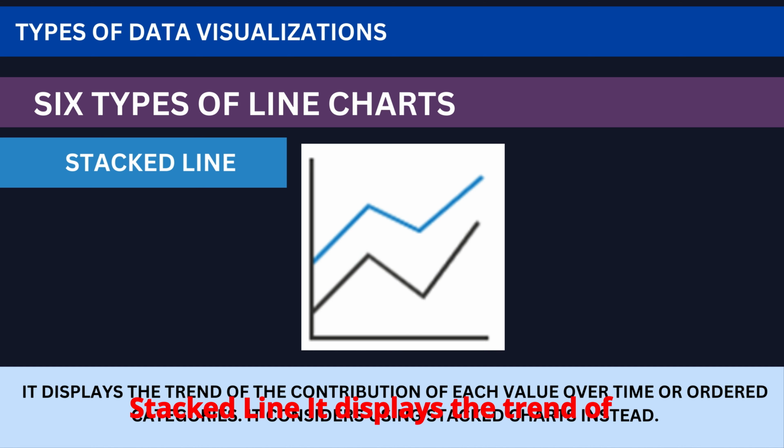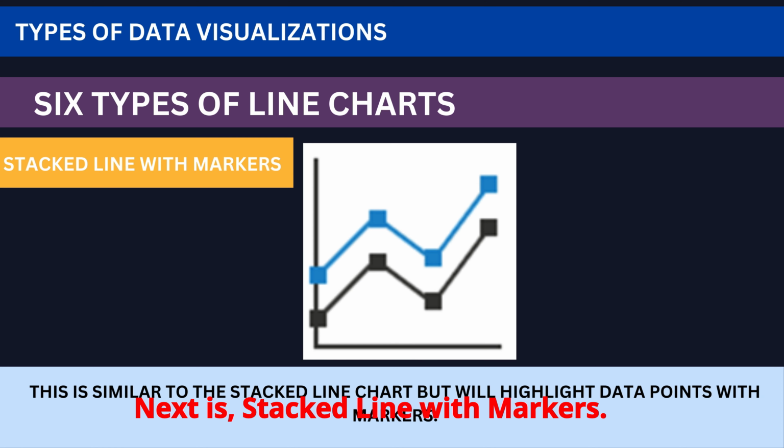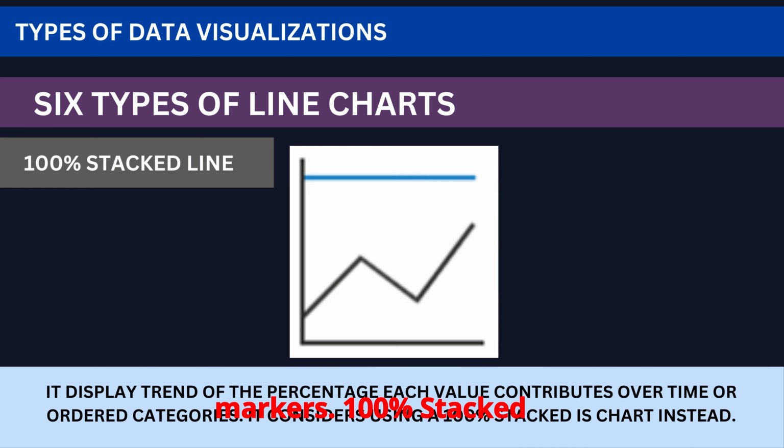Stacked line. It displays the trend of the contribution of each value over time or ordered categories. Consider using stacked charts instead. Next is stacked line with markers. This is similar to the stacked line chart but will highlight data points with markers.